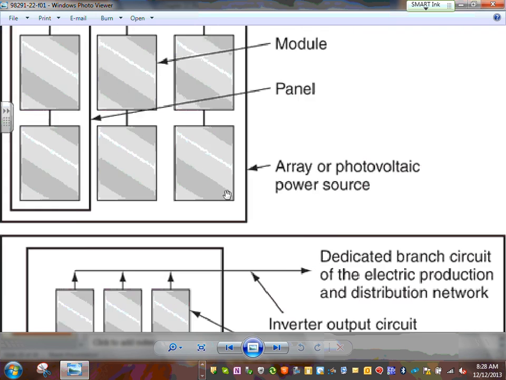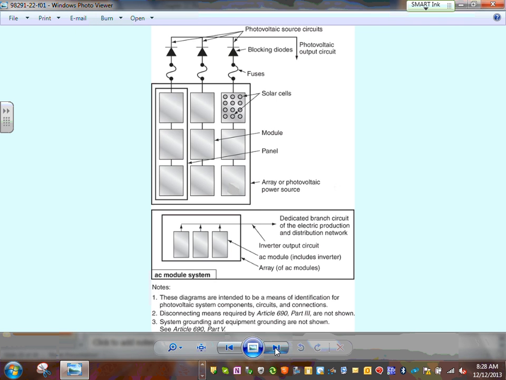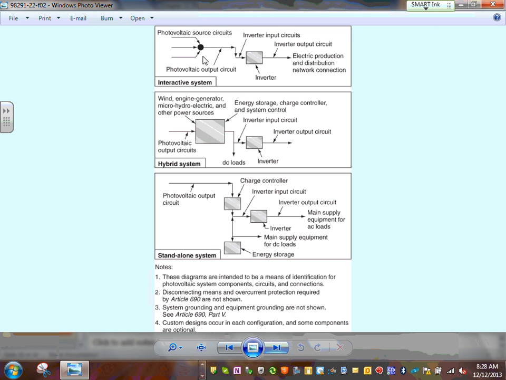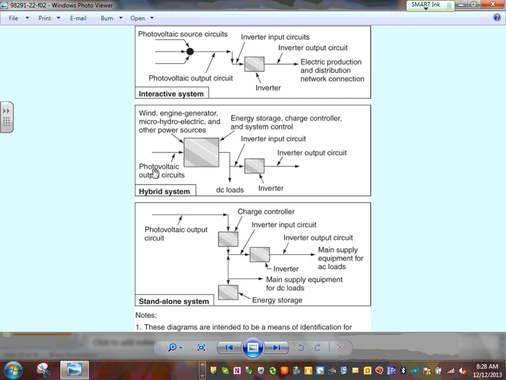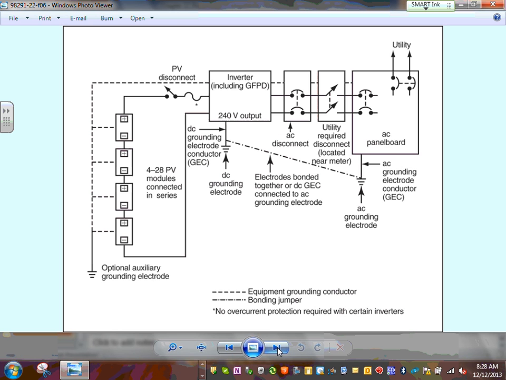So we talked about how they generate it. Let me see if we forgot anything. We talked about the different systems: interactive, hybrid, where you can bring in another system, as well as standalone. We talked about the components, where you can put the panels in series to get higher voltage, and this will be one string; add another string to get more current. Dump them into the inverter, which must have the capability of detecting a ground fault. And then you have multiple disconnects you can see on the AC side and the DC side.